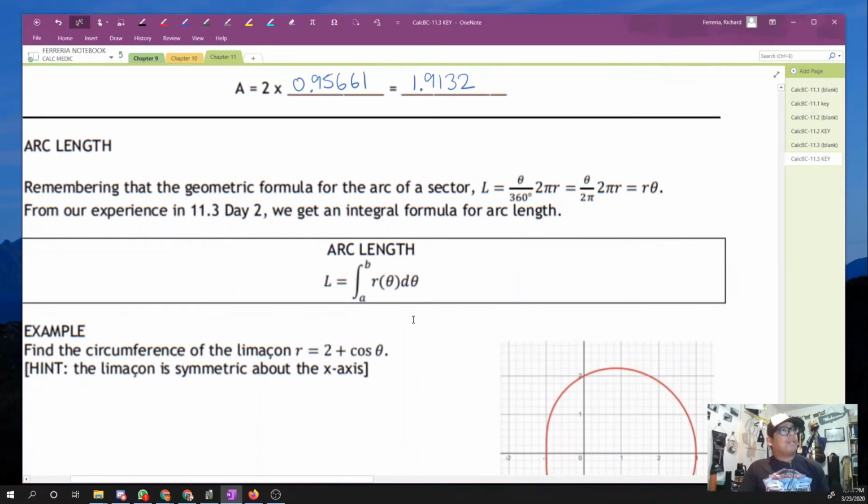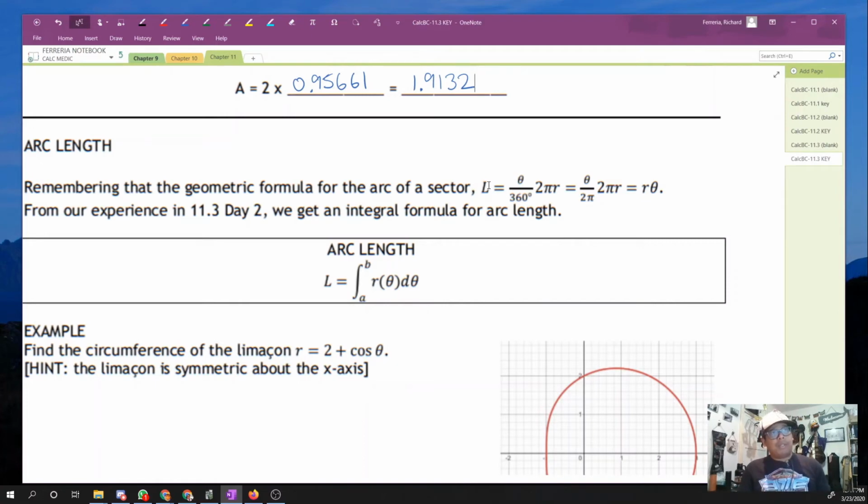Okay. Lastly, arc length. So let's remember this is going to work a lot the same way as it did last time. We've got the length, the outer portion of any circumference, would be the inner angle theta divided by 360 multiplied by 2 pi r. That's giving you a proportion of the circumference.